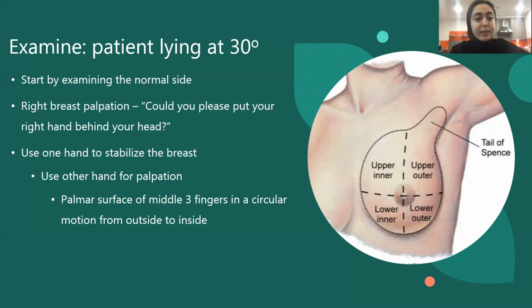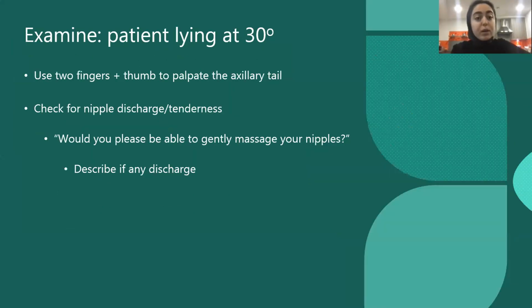Let the patient know that they're in full control of the examination and they can stop you whenever they feel uncomfortable. Once you've done that for both breasts, you can ask the patient to use their two fingers and gently massage their nipples, and then you would be able to see if there is any discharge coming off. Again, if there is any discharge, try to describe the characteristics.